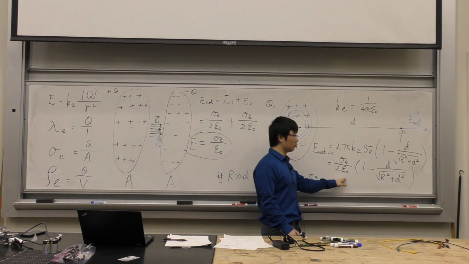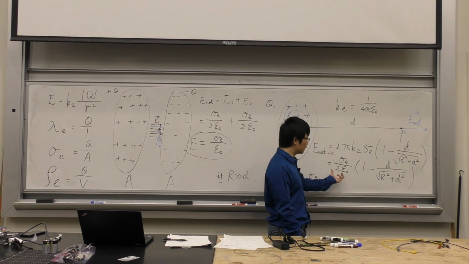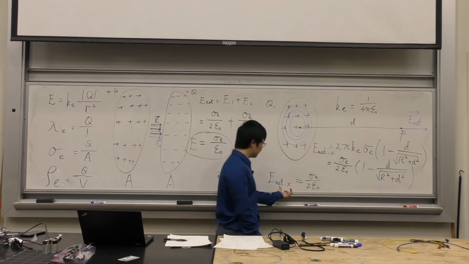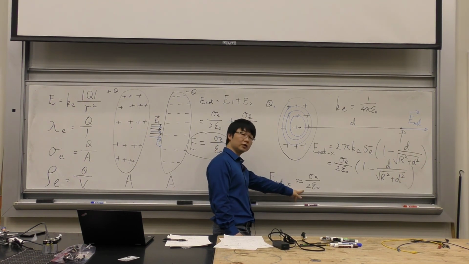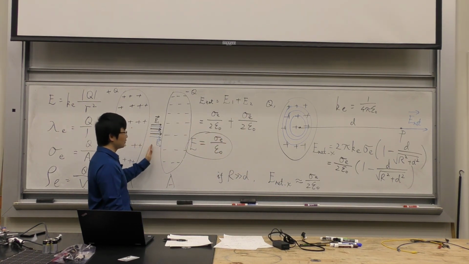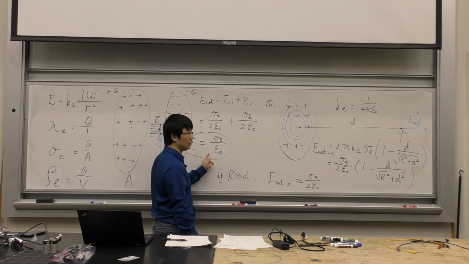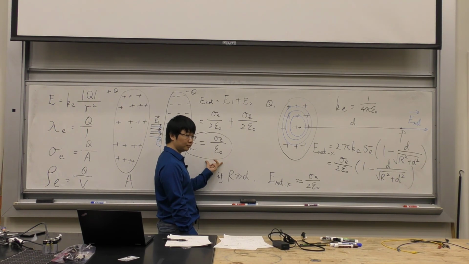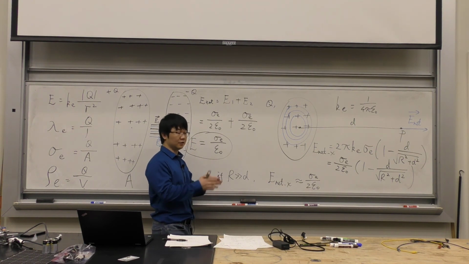This is for a single disk, so don't get them confused. A lot of people get them confused. This is for a single disk, and when the disk is much, much bigger than the distance from the point to the disk, there's a 2 here. But if you have 2 plates together, you need to add these 2 fields created by each plate. Then that's going to get rid of this 2. So by deriving this equation, we have already considered the fact that there are 2 plates.